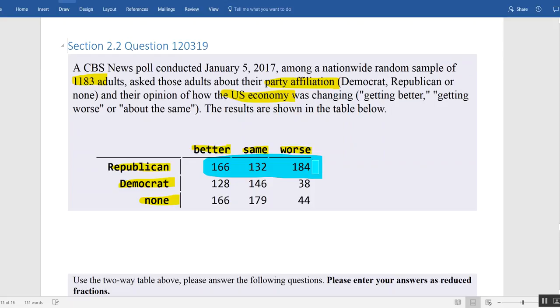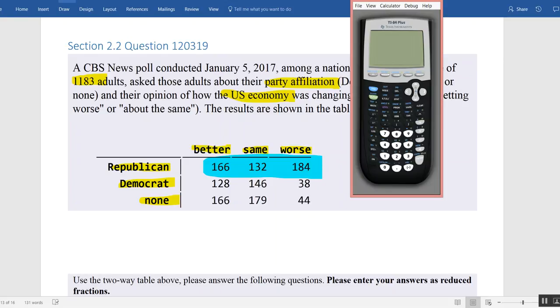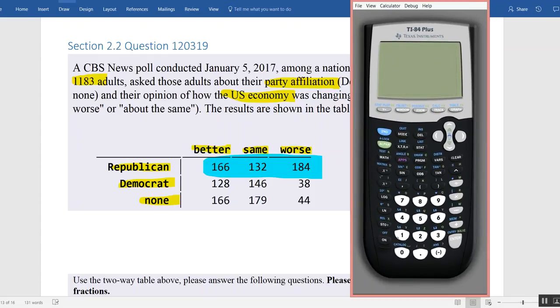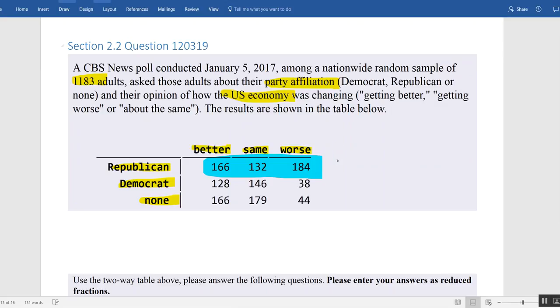So if you sum up the Republicans who thought the economy is getting better, the same, or worse, you will have, let me go ahead and sum them up. Let me enlarge the graphing calculator, and when I sum, let me try that again. 184. I will have 482, and that is the number of Republicans we have in this survey, 482.